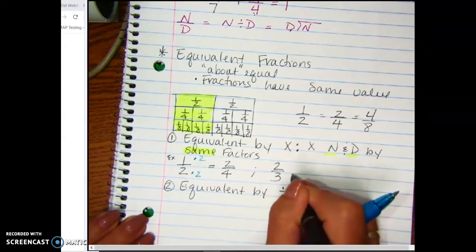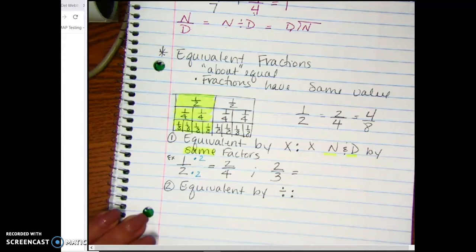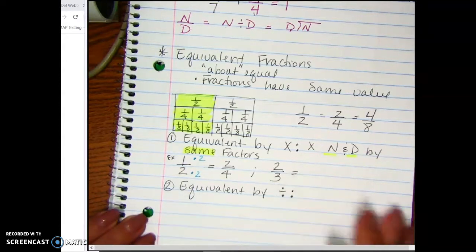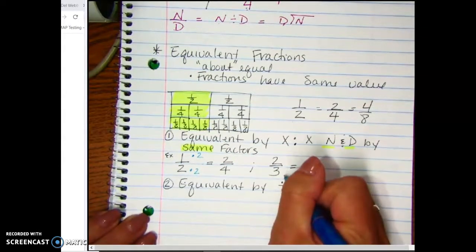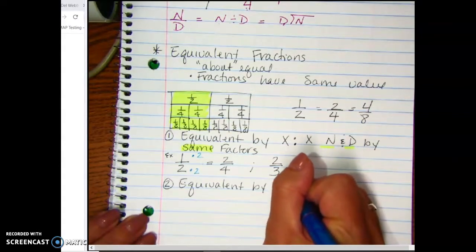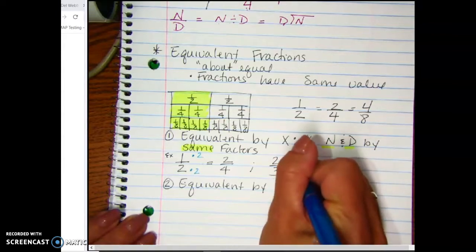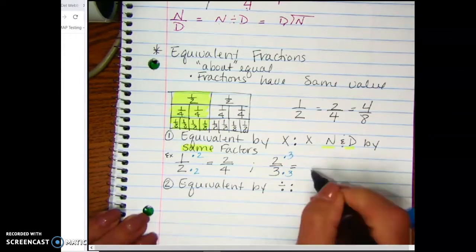Okay? What if I have 2/3 and I want to make an equivalent fraction? Again, I can go ahead and multiply by any factor as long as it's the same. I'm going to keep it super simple, and I'm not going to choose any large numbers. This time I'll choose 3. And what do I end up with?